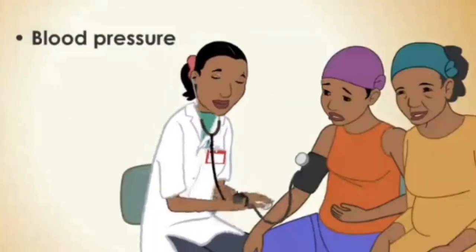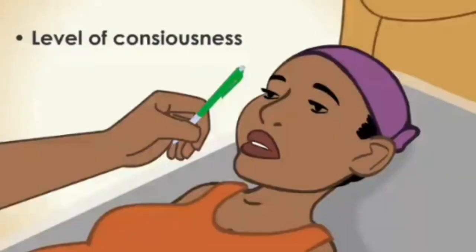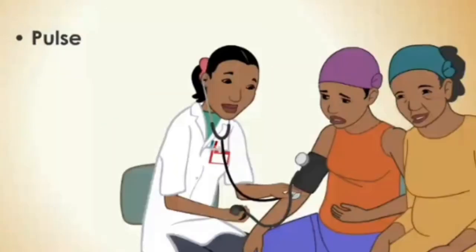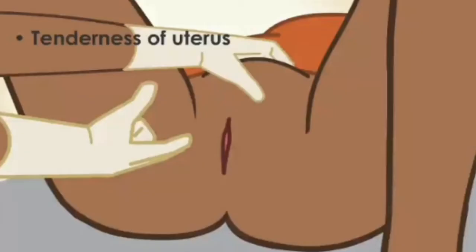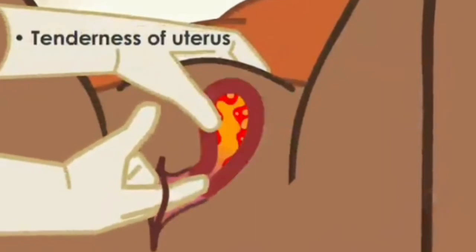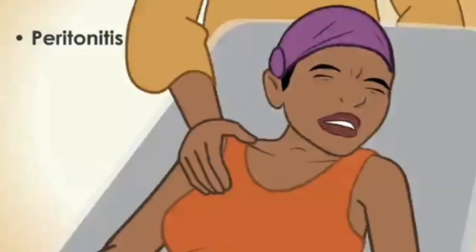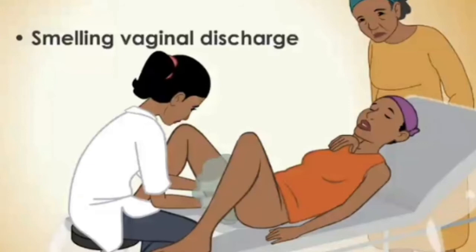Measure blood pressure, respiratory rate, level of consciousness, pulse, and temperature. Perform abdominal and vaginal examination and assess for tenderness of the uterus, signs of severe peritonitis, such as rebound tenderness, size of uterus, foul-smelling vaginal discharge, and excessive vaginal bleeding.